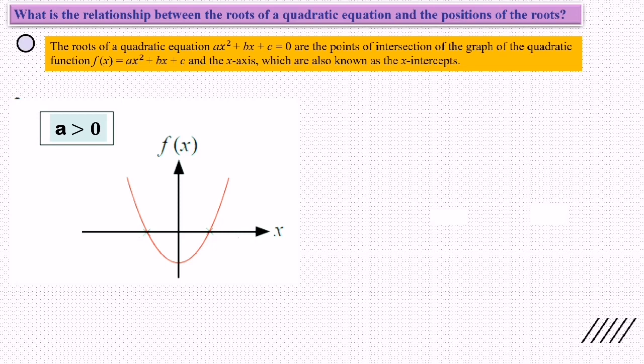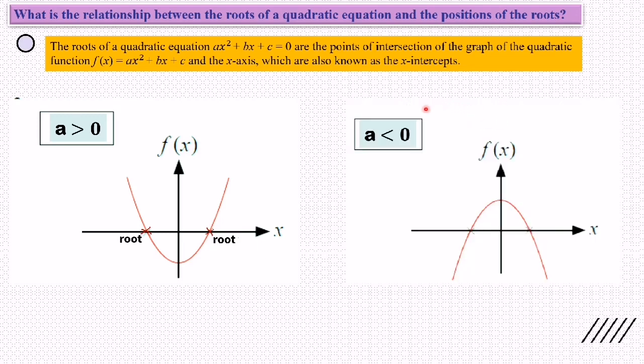So now here is the roots, and also here. Now, when a is less than 0, the quadratic function looks like a sad face. So now you know where the roots are. Okay, it's here and here. We also call it x-intercept.